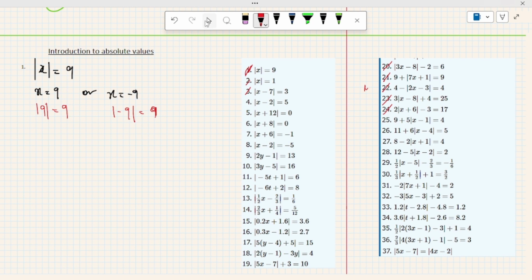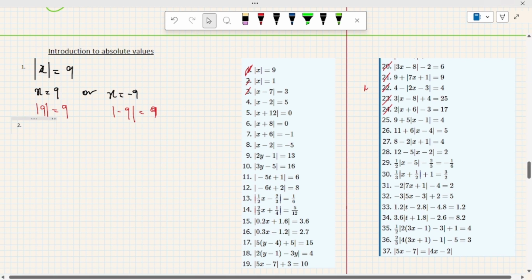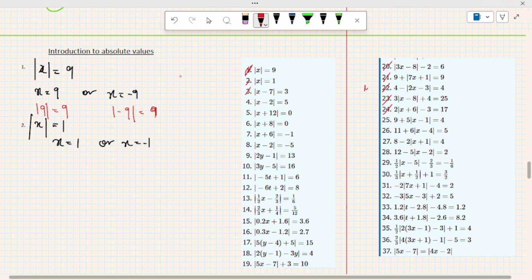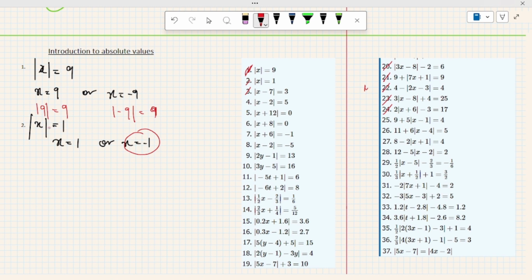Just know that. So the second question says, the absolute value of x is equal to 1, right? Same thing as before, which means the value of x is going to be equal to 1, or else the value of x is going to be equal to negative 1, because if you put negative 1 there as the value of x, the absolute value of negative 1 is going to be 1, right?